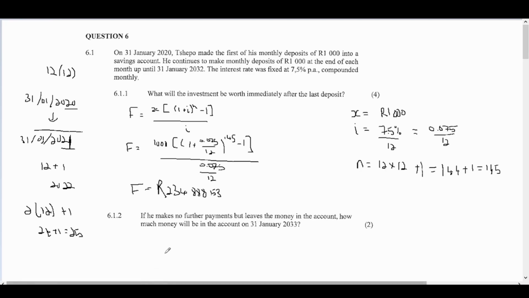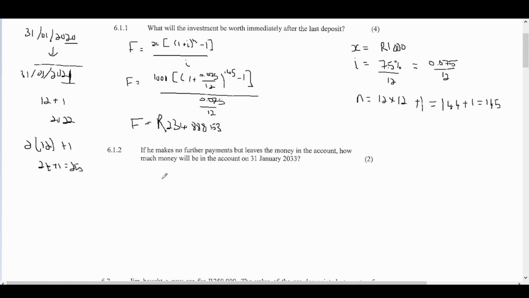And this time we can use our simple interest formula because it's not making continuous payments. So we need our principal amount, which is our answer in the previous question, 234,888.53, and the interest, it's the same interest, so we can just mark it as 7.5% over 12, and our period is 13 months.